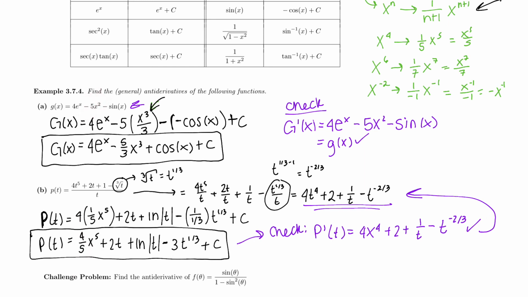Here with the 5x squared, add 1 to the exponent, so it's a 3. 5 divided by 3 doesn't simplify, so you have 5 divided by 3. So that's the way that my brain likes to go through those ones. Add 1 to the exponent, then divide the number out front by that number that you put in the exponent.